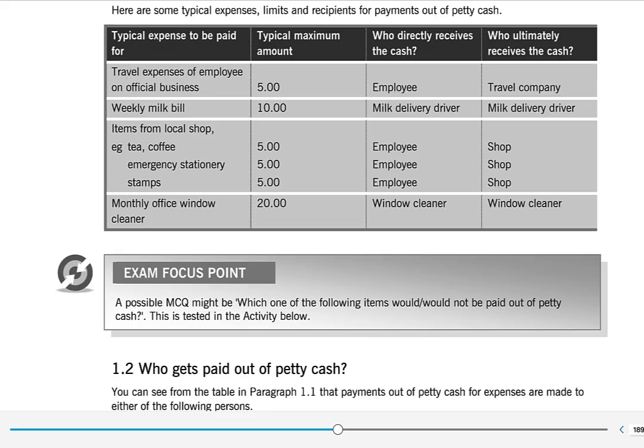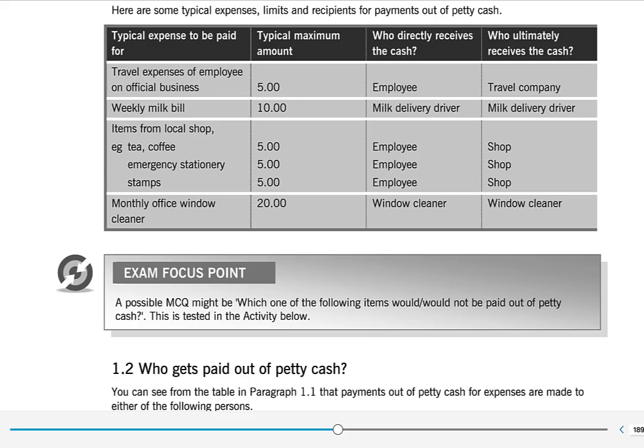Part 6. The key idea you must remember. If you remember only one thing from lesson 1.1, remember this. Petty cash is for small business expenses that are convenient to pay using cash, and the business may set rules or a list to control what is allowed. That is the full meaning of this lesson.